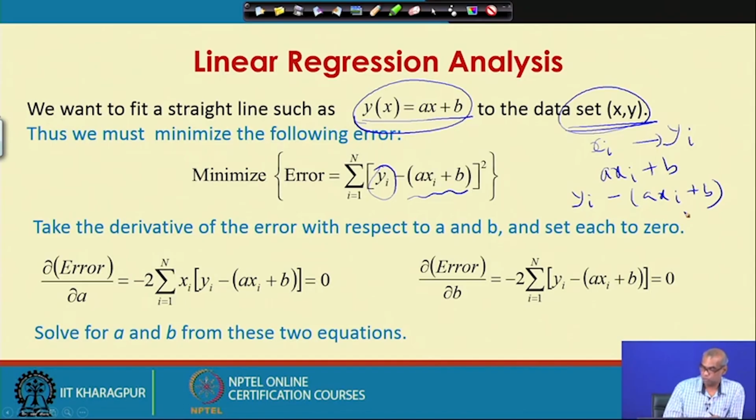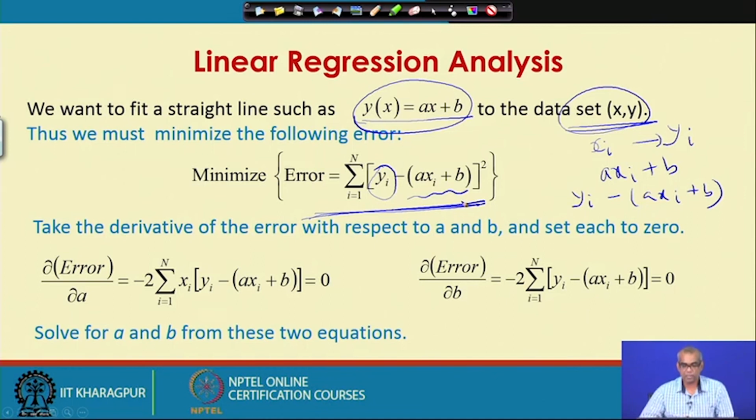So, the sum of all such squared errors must be minimized. In other words, we have to find out the values of A and B such that this error is minimum. Under that situation, y equal to Ax plus b will be a best fit line that passes through the given data set.